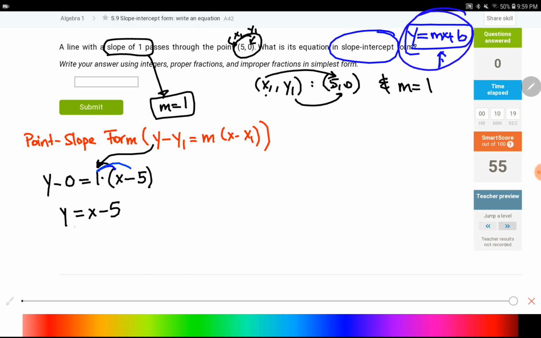So looking at this last equation I have, y is all by itself. That means I do have the slope-intercept form. I do not need to simplify this any further. Everything is perfectly fine. I have my answer, so I can move on to the next level. That would be my final answer again. y equals x minus 5 for this question.